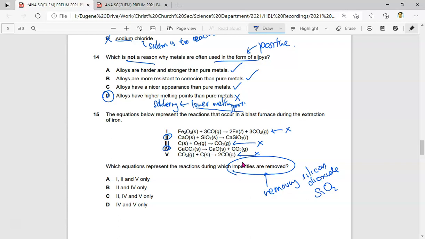4 actually produces your calcium oxide, which is used to produce your slag. This one over here is actually slag. Okay, sorry, let me spell the slag. So therefore, 2 and 4 are the reactions in which impurities are removed. By heating up calcium carbonate, you get calcium oxide. This calcium oxide will react with silicon dioxide to give you calcium silicate, which is also known as slag.